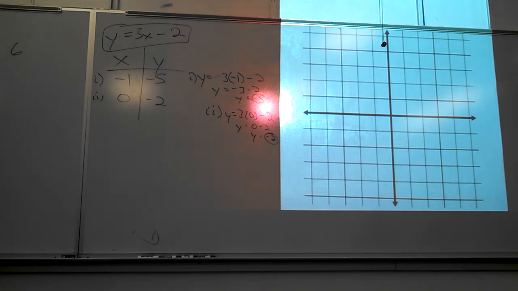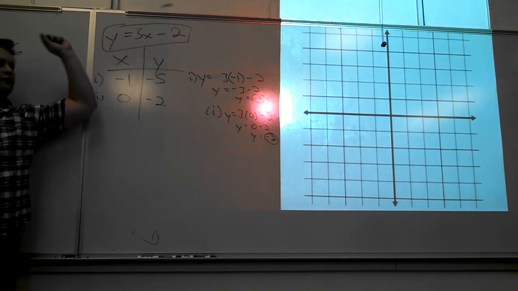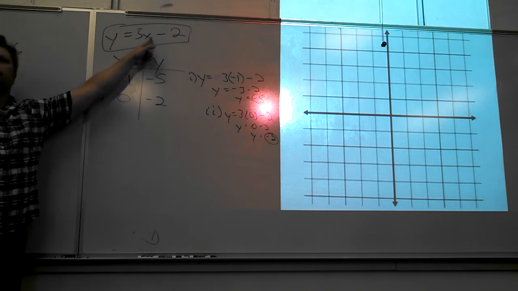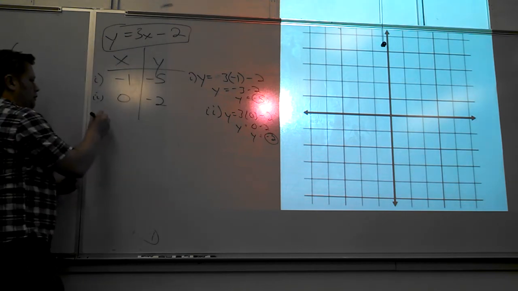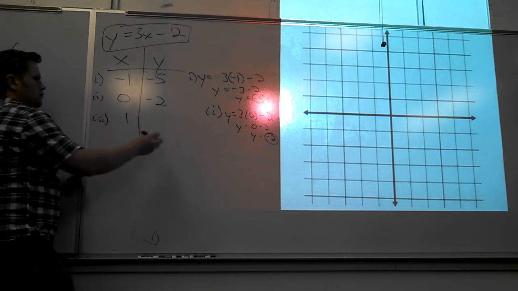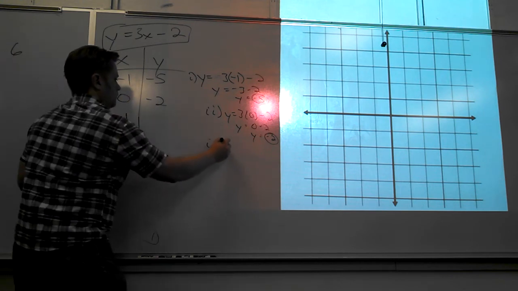I didn't need to do all that work because I could just think of two numbers that make 6. Not a big deal. But when it's a little more complicated, I have to assign one of them a value and then figure out what the other value is. All right, so if we do one more, if I make it 1, you get 3.